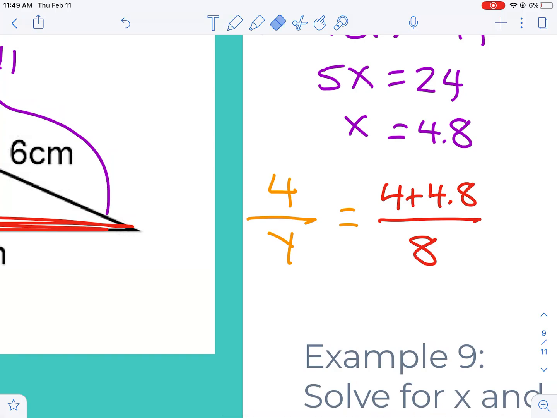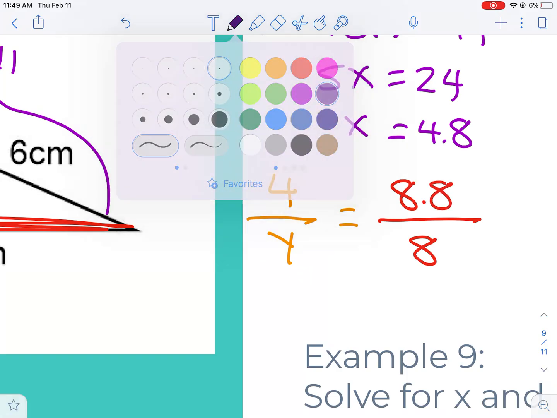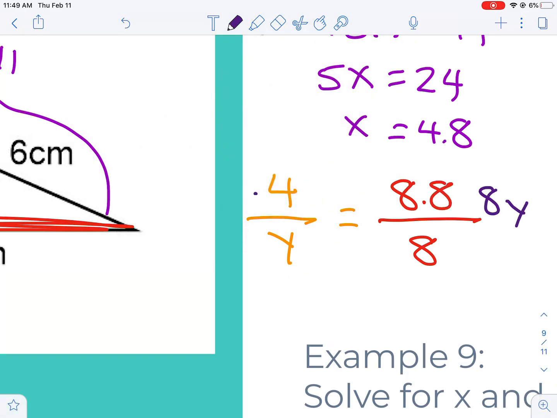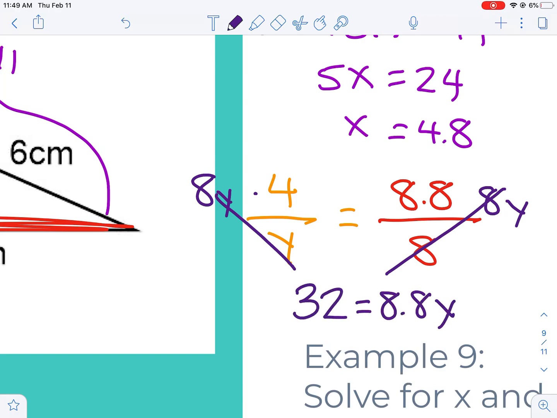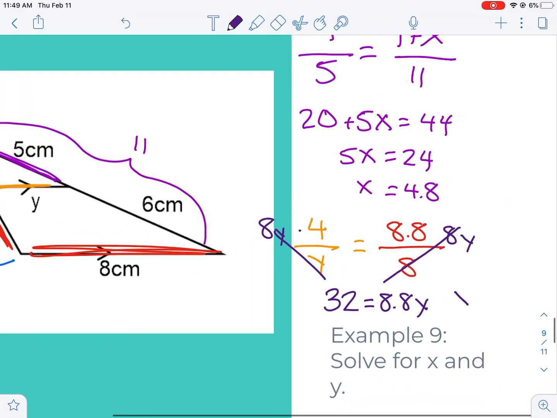Again, I can go ahead and clean this up. 4 plus 4.8 is going to be 8.8. I'm going to multiply by 8y on both sides. My y's divide out here, my 8's divide out here. 8 times 4 gives me 32 equals 8.8y. Divide by 8.8. I get some crazy numbers for y. I'm going to call this 3.63 repeating.